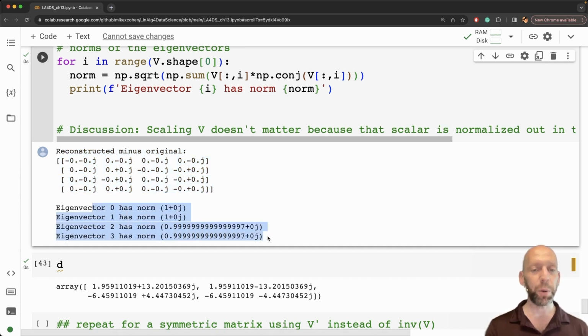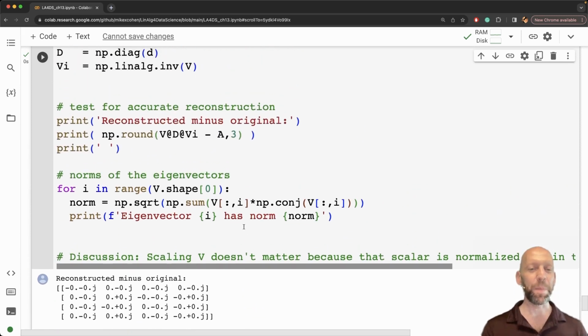And you can see that the eigenvectors all have unit norm. So here it's exactly 1. Here it's 0.9999997, really close to 1. We're going to let this slide here. Okay, so that doesn't address the exercise yet.